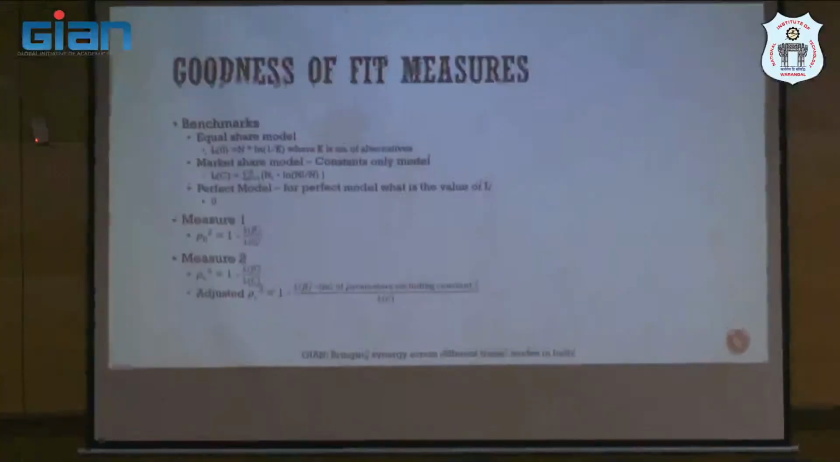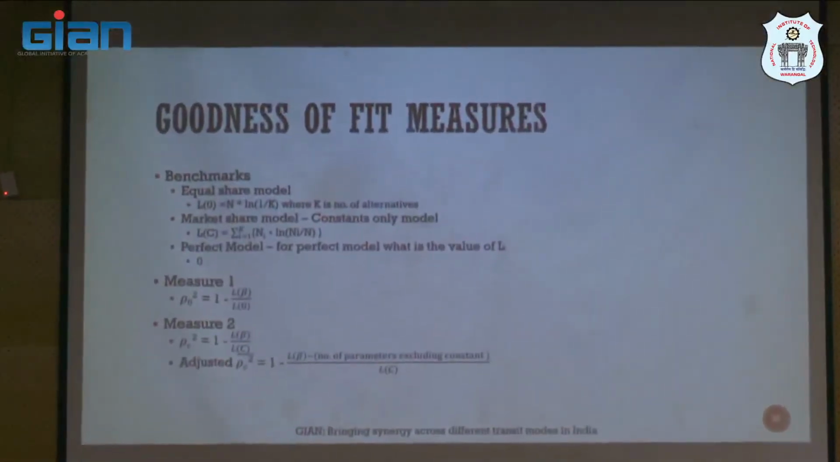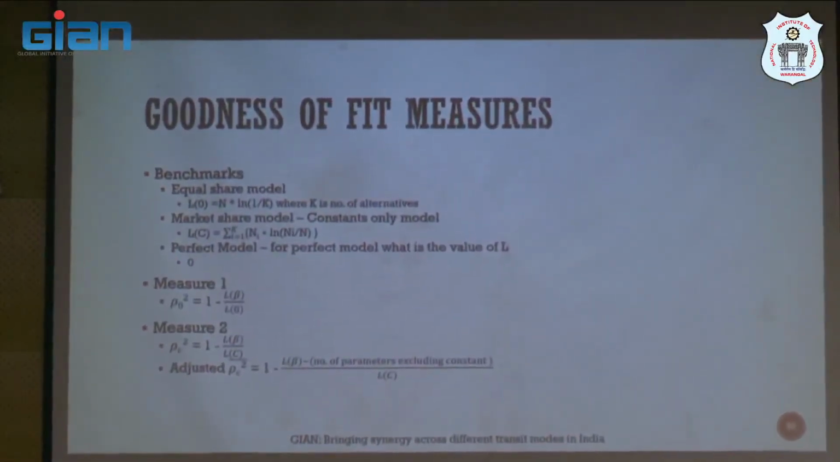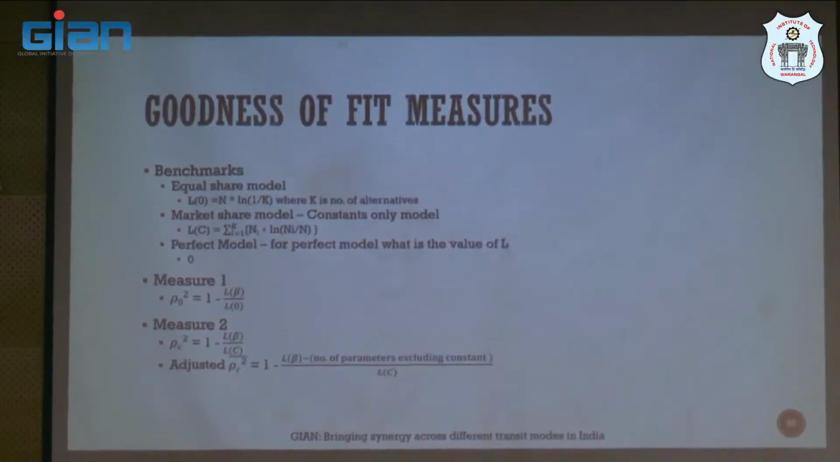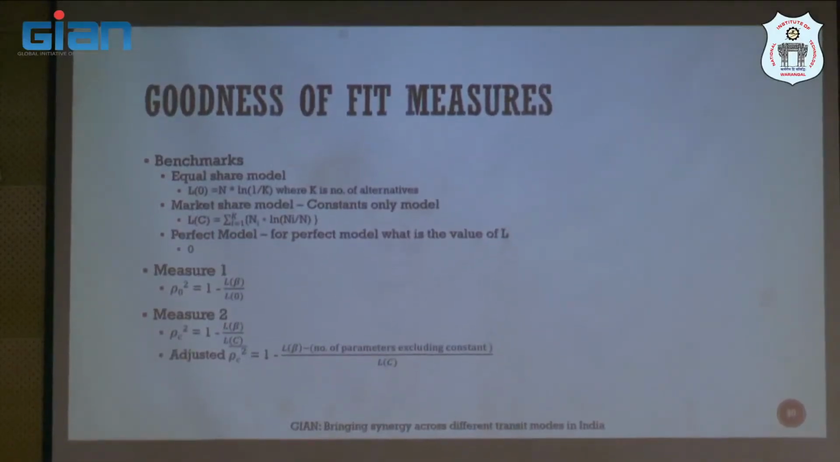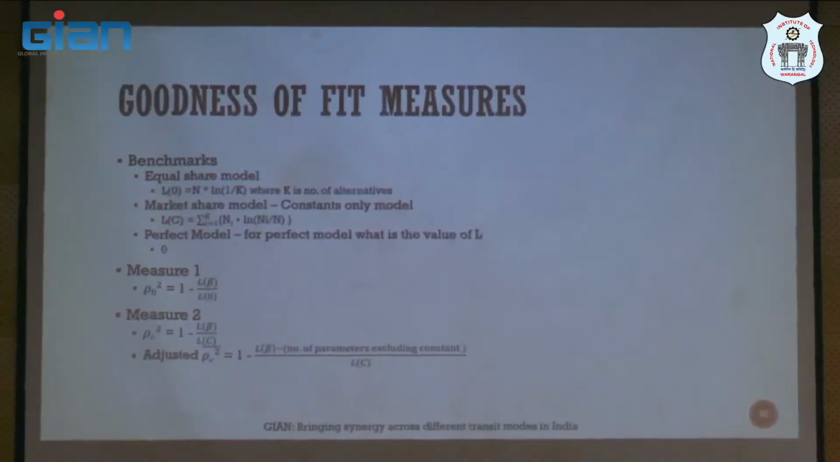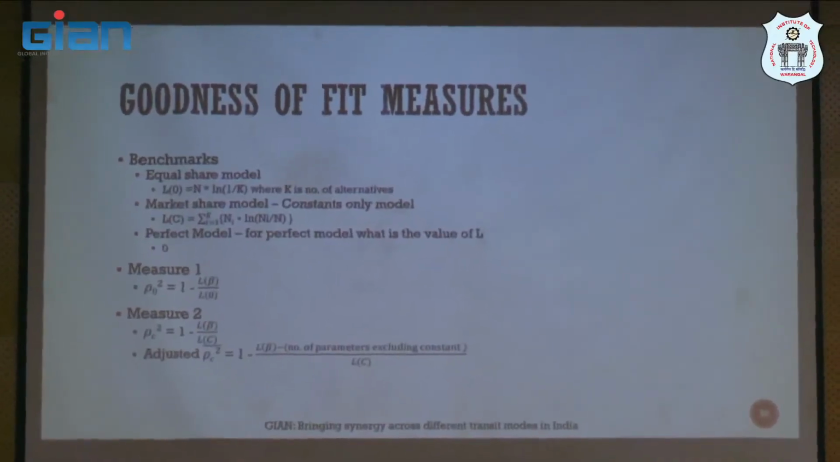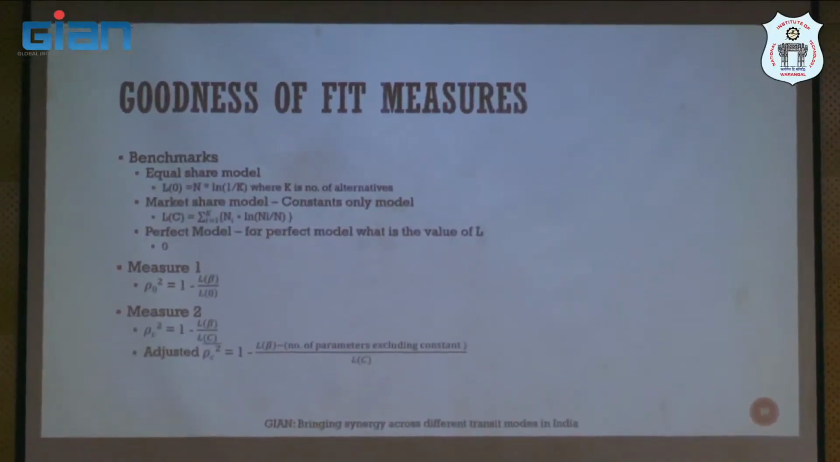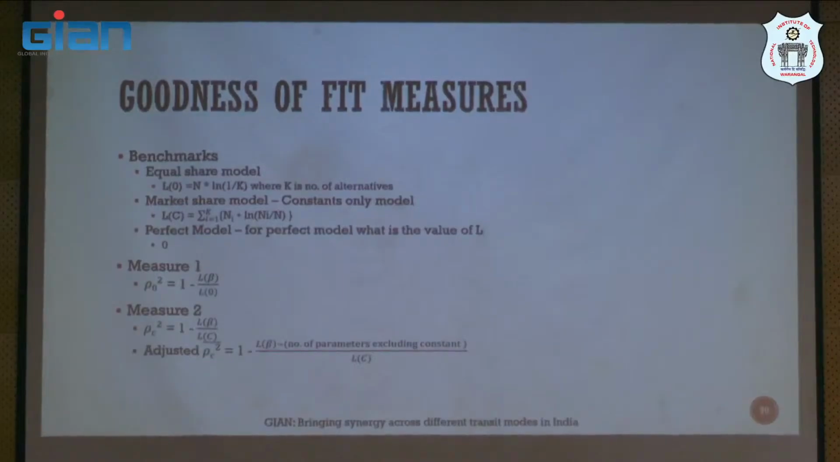It is showing measure 1 and measure 2. It is showing rho square with respect to the equal share model and rho square with respect to the market share model, or the constant model. So usually we would like to present the more reliable measure, and that is what is more relevant for this.